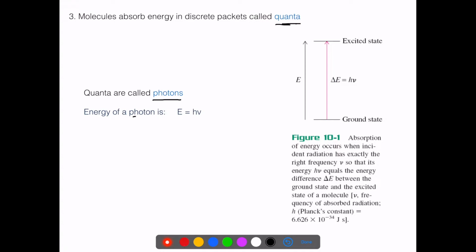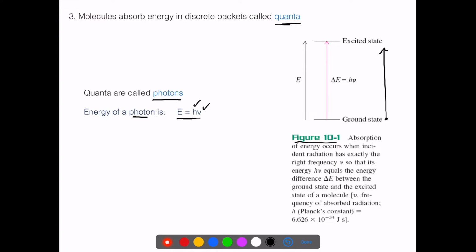And then when we talk about it as a photon, we can measure its energy, and energy is equal to h, which is Planck's constant, times the frequency. Remembering, of course, as our figure 10.1 from the book shows us, that a molecule is in the ground state, and then it gets hit with some of this energy, and it could be UV or IR or NMR, and it basically becomes excited.